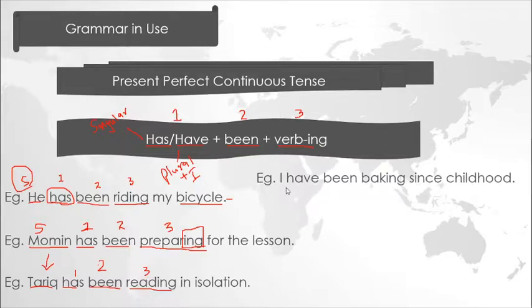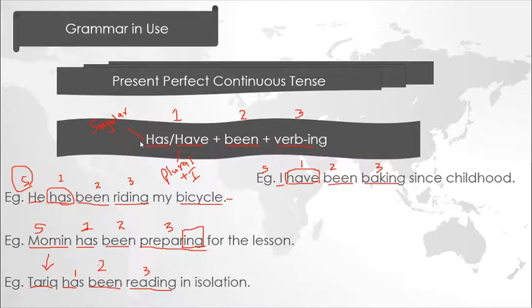Alright, now we have I. Always remember that we use I with have, or we use have with I. When we are referring to our own self, we use have. This is an exception to the rule for singular and plural. Although I is singular, we still use have with it. Then the second component, and then the third component. I hope you're getting how I am explaining these.